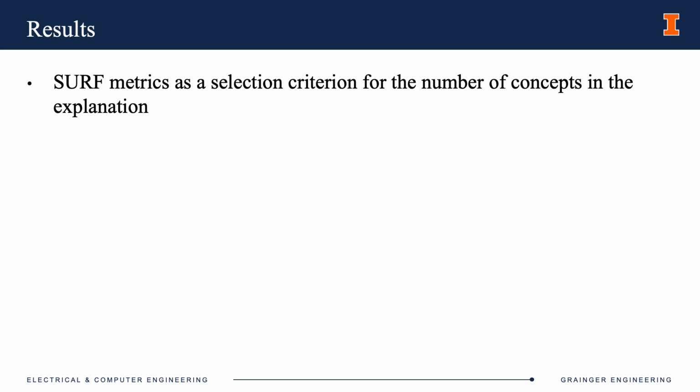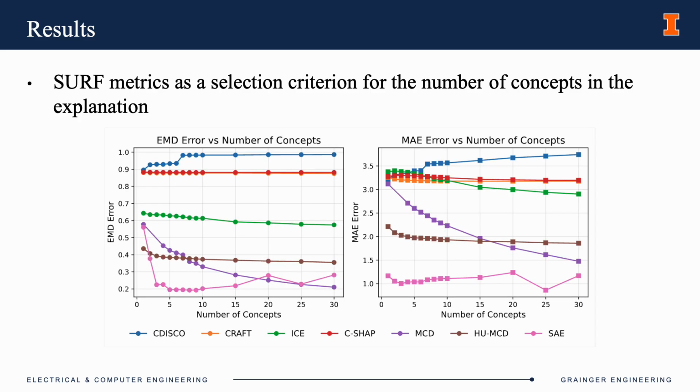SURF can be used as a selection criterion for the number of concepts in an explanation. Plateaus in faithfulness scores indicate a natural selection criterion for the number of concepts. Fewer concepts in an explanation is usually more interpretable, but it trades off with faithfulness, so we can use SURF metrics to navigate this trade-off.